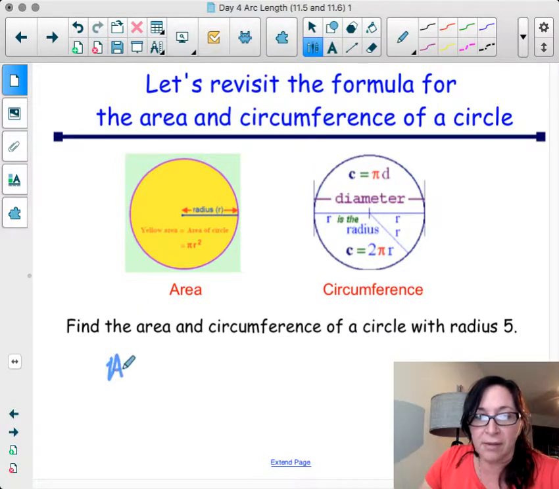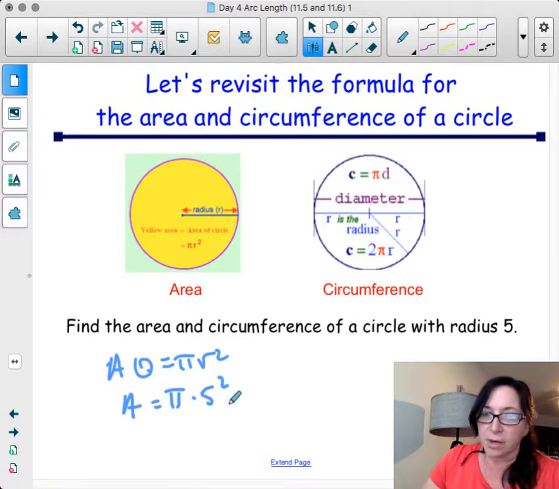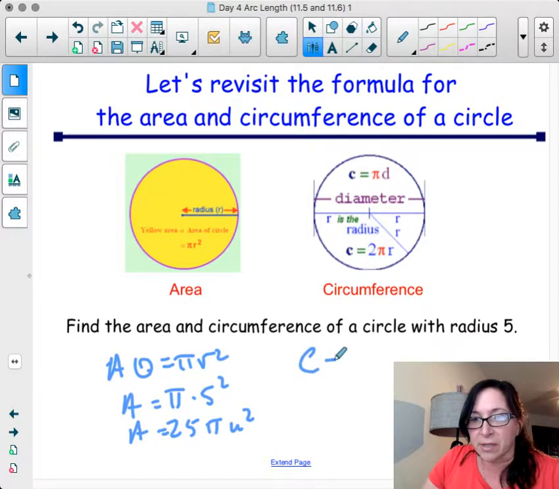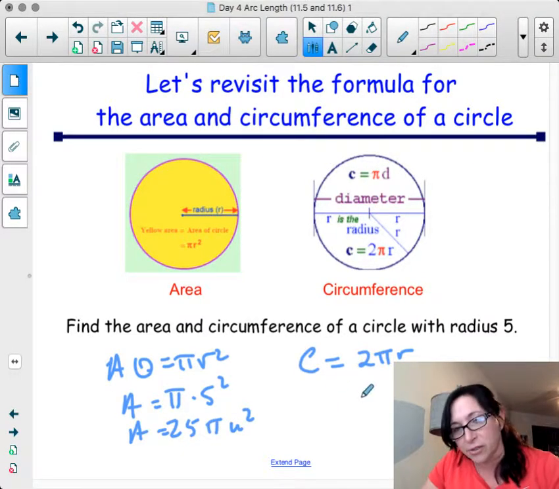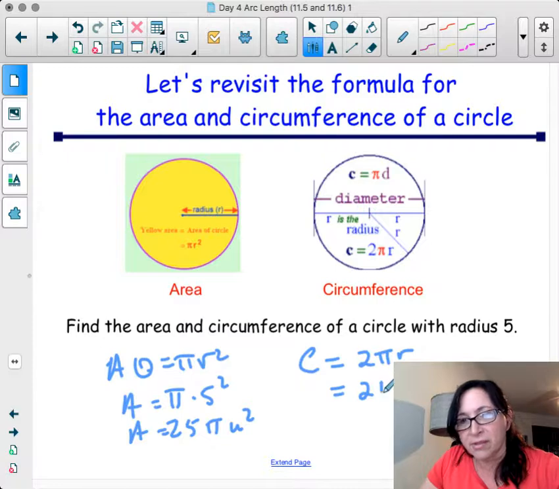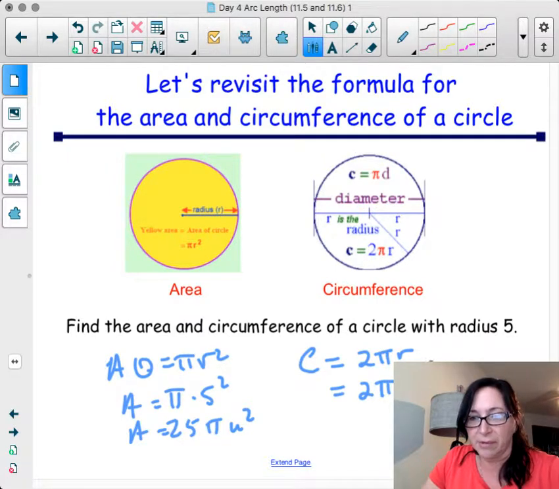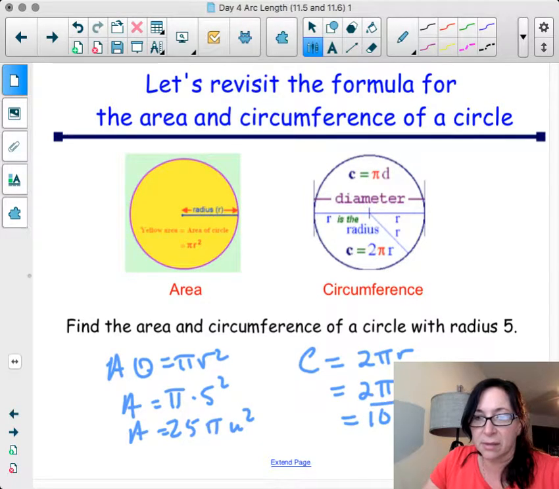So we're going to find the area of the circle. That's going to be pi r squared. So the area is going to equal pi times 5 squared, or 25 pi units squared. And that's the area. Circumference is going to equal 2 pi r, and that's the distance around the circle. You're going to say 2 times pi times the radius being 5. So my answer will be 10 pi units. Okay. Let's box those up.